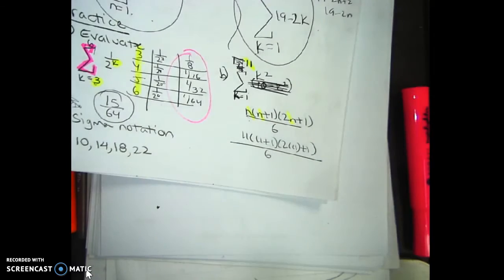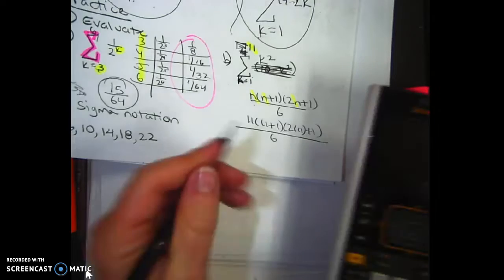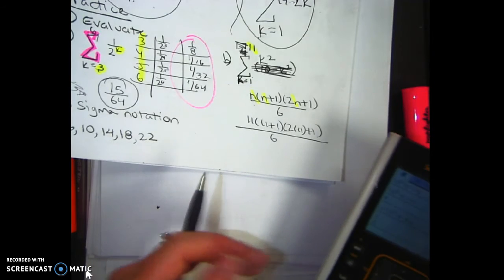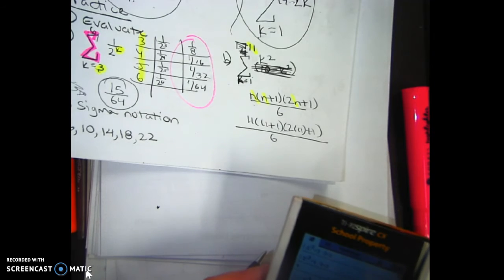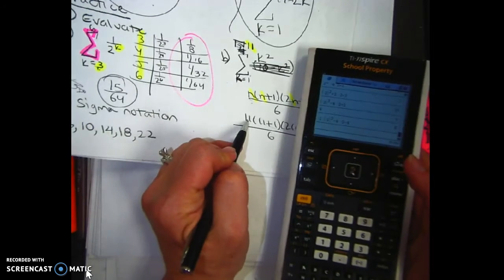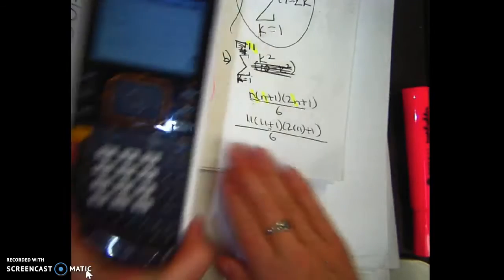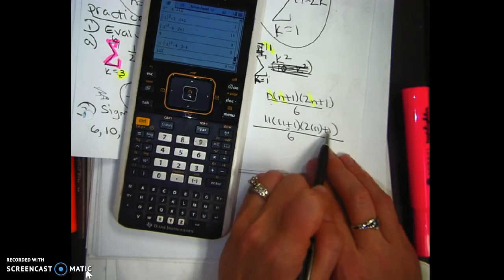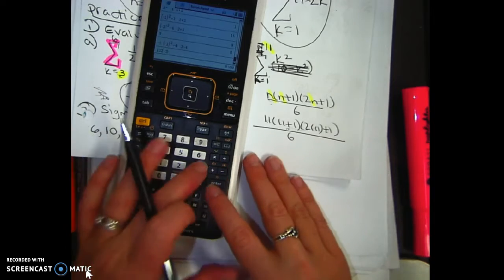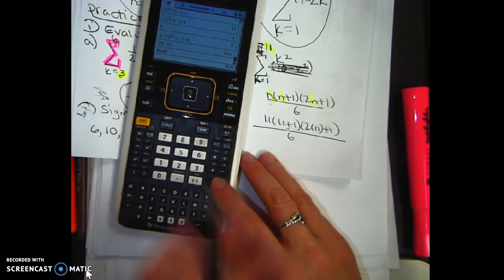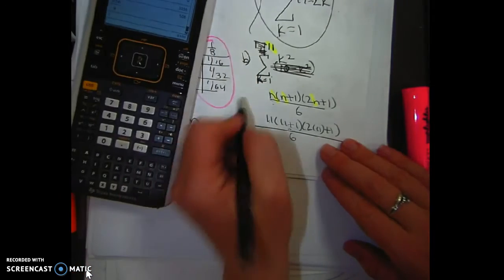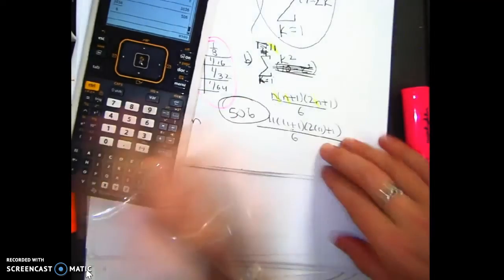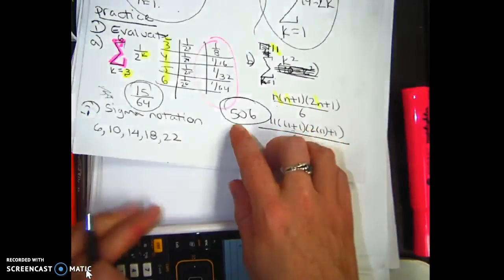Okay. And I'm going to take that and plug it into my calculator. I'm too lazy to do all of it, so I'm going to do some of this in my head. 11 plus 1 is 12. 12 times 11 is 132. So I'm going to go 132. 2 times 11 is 22, plus 1 is 23, times 23. And then I'm going to divide by 6. So I get 506.